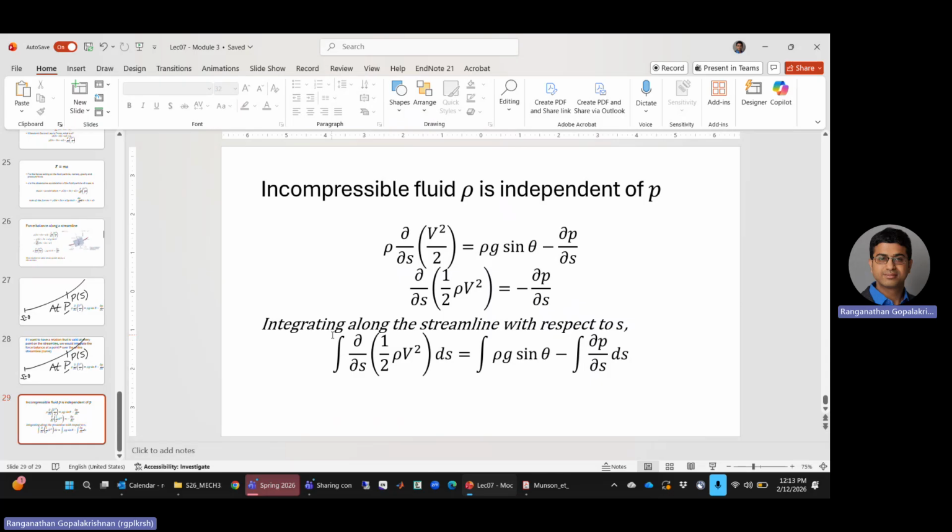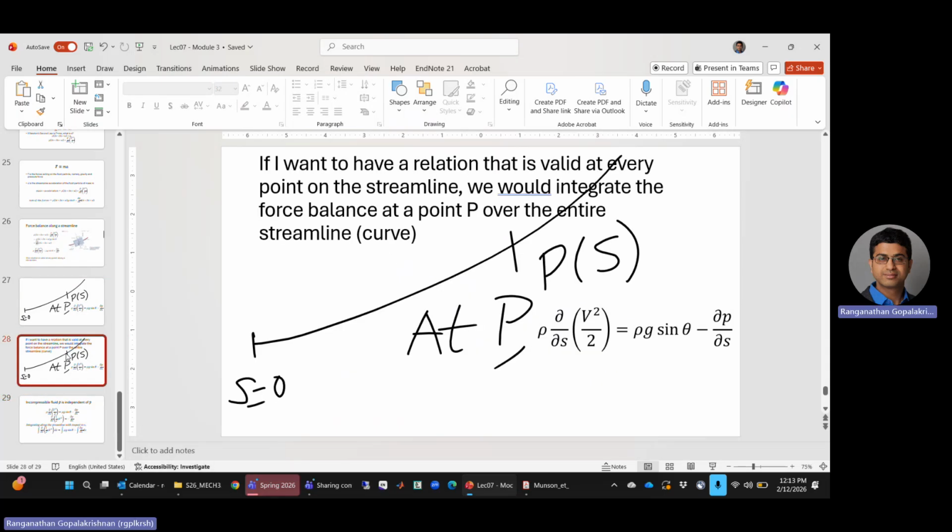Okay. So if you were to integrate this, how would you go about it? You have all taken calculus, right? How do you do integration? With respect to the parameter s. What is s? s is the distance measured along the streamline.